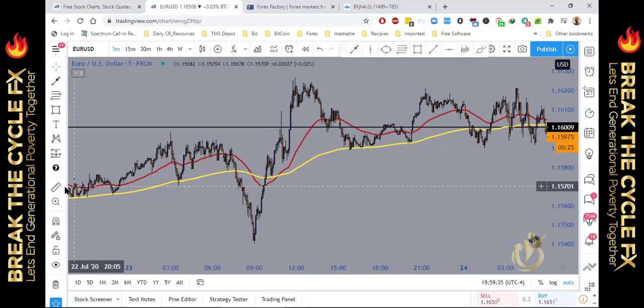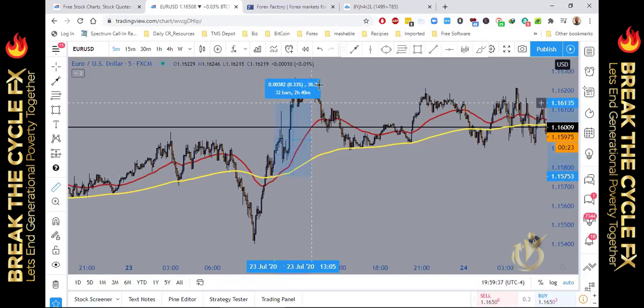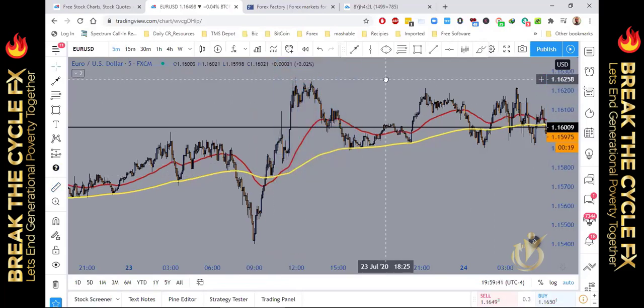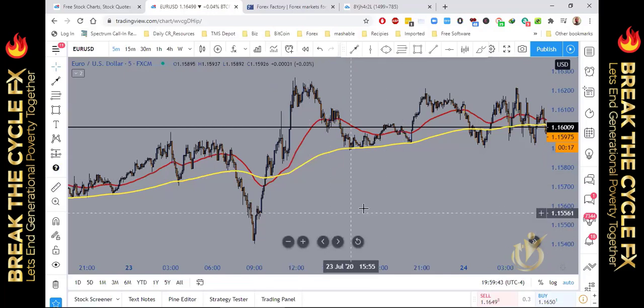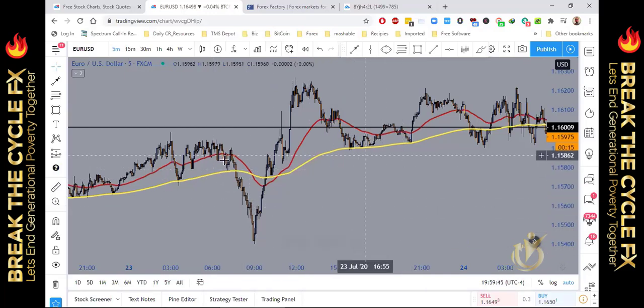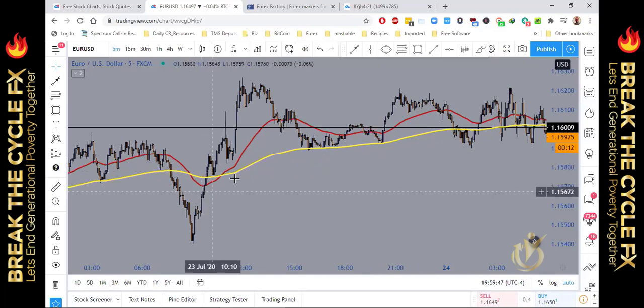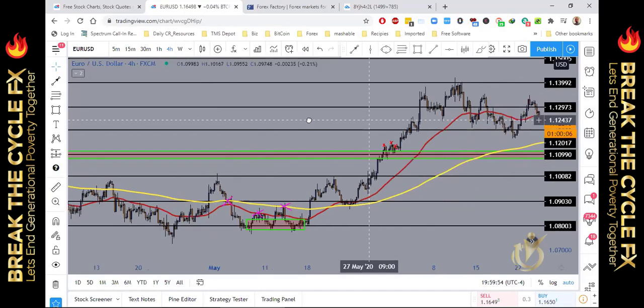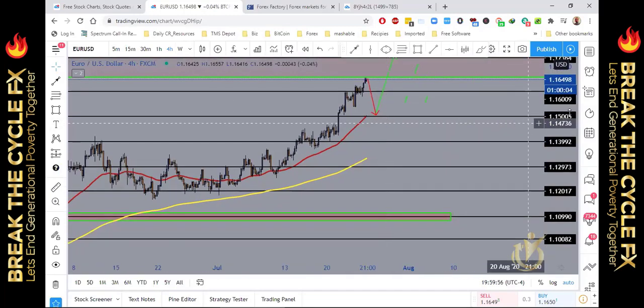But you would have caught this pullback. That would have been more. That's about what, 51 pips? That's more pips for you. Let's talk about it. Okay? It's a patience game, guys. 5 minute time frame. Patience game. Okay? Does that make sense? Everyone good? Any questions about that?